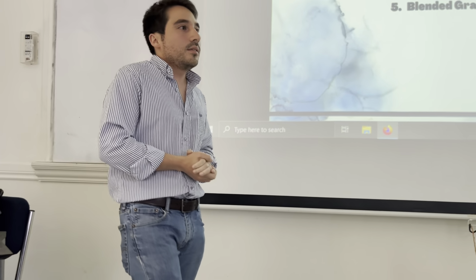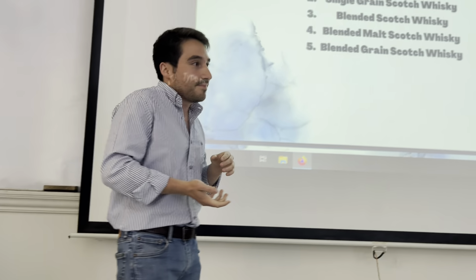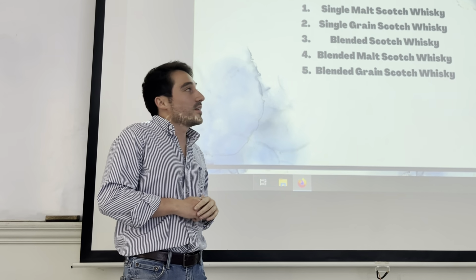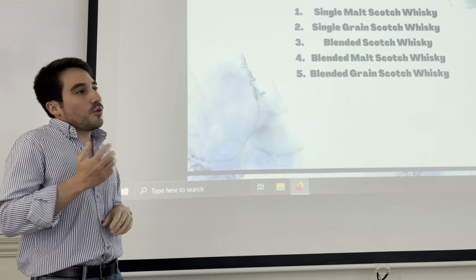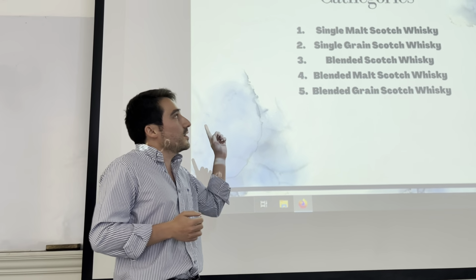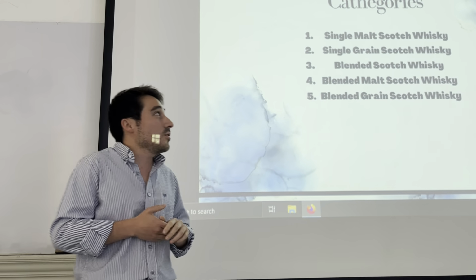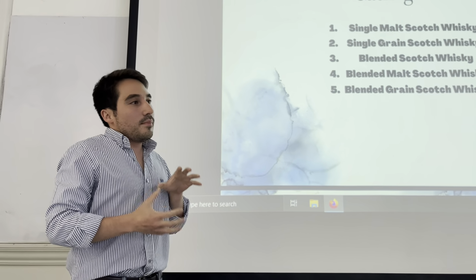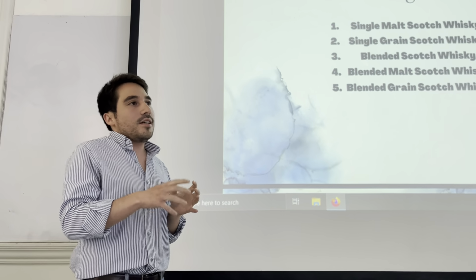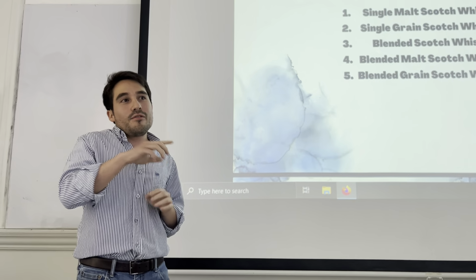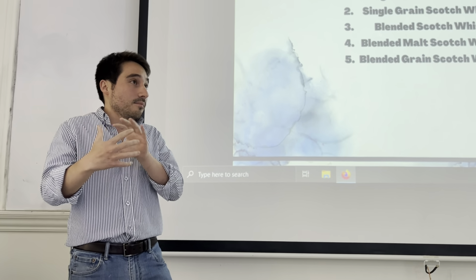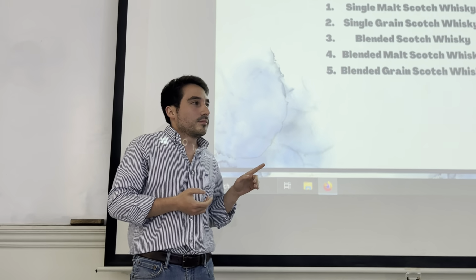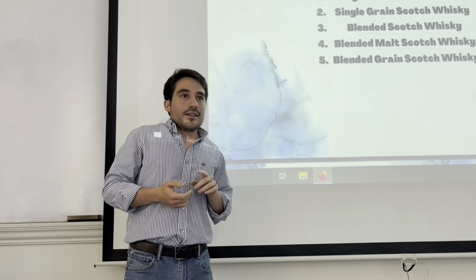Okay, and then it's more complex. In Scotch whiskey, we have five categories. You have the most premium whiskey, which is called single malt Scotch whiskey. We call single malt the whiskey that comes from one type of malting process. Do you know what the malting process is? When you ferment malt.